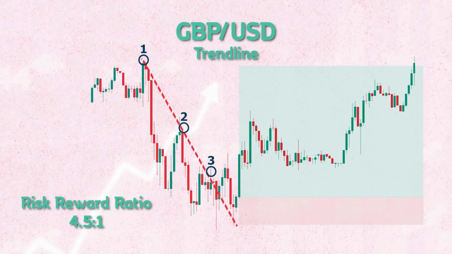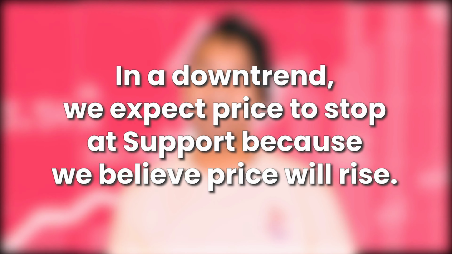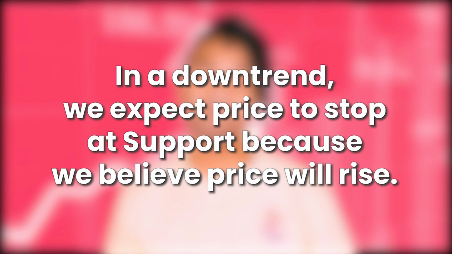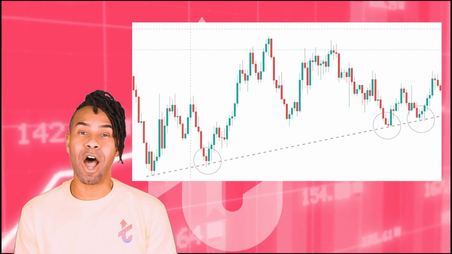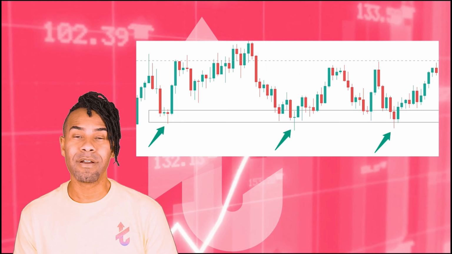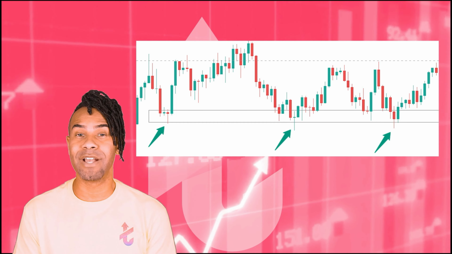Our trade was profitable. In addition to trend line rejections providing a signal to enter long, rejecting a support zone is another signal to enter, and the grounds for our stop loss. In a downtrend, we expect price to stop at support because we believe price will rise. Support is most often represented by either an uptrend trend line or a horizontal line, and it's a place where sellers fail to push price lower.